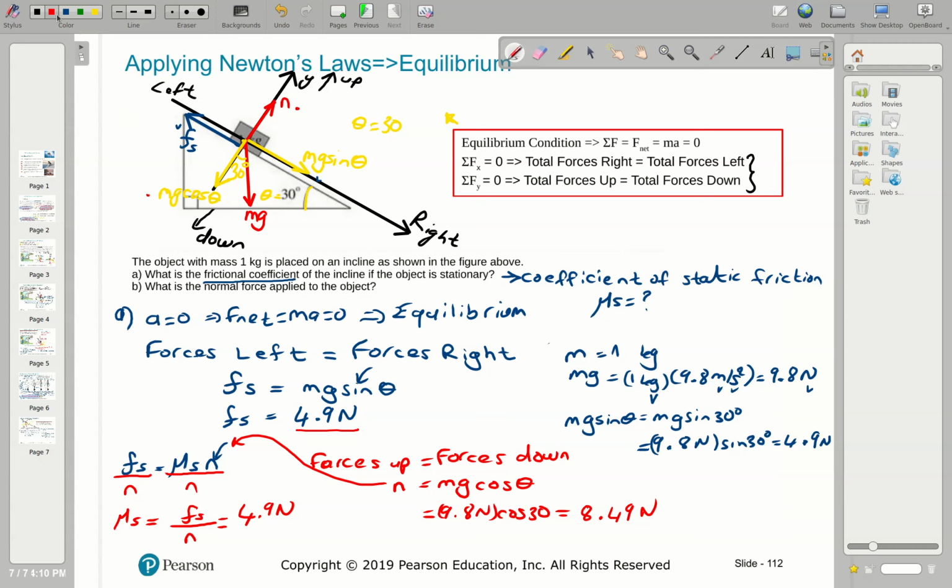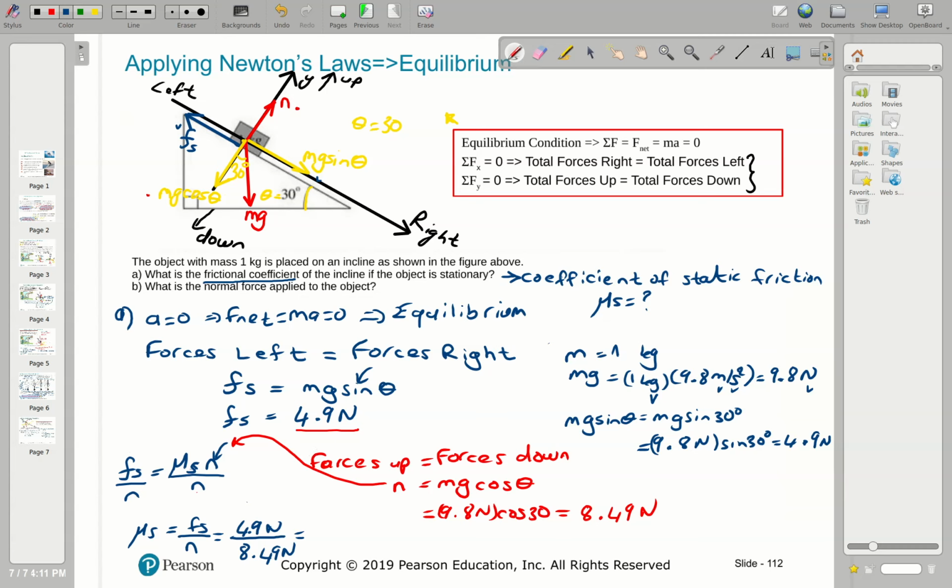I should go back to blue here actually to avoid too many confusing numbers. Oh no, not that. Okay, I'm going to delete this and write it in blue too. Delete everything, no problem. All right, go back to pen. So Fs is equal to mu s N. Divide each side by N again and solve for mu s. Mu s is equal to Fs over N. We already did this, put in numbers: 4.9 Newton divided by 8.49 Newton.